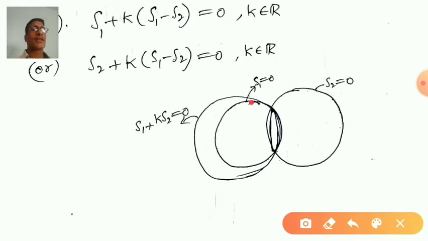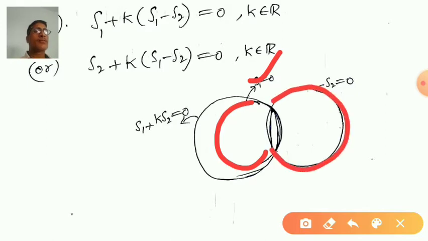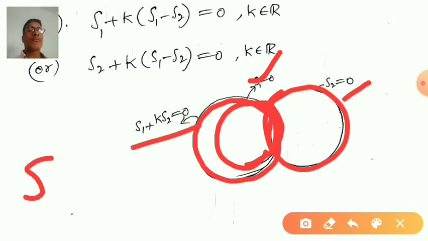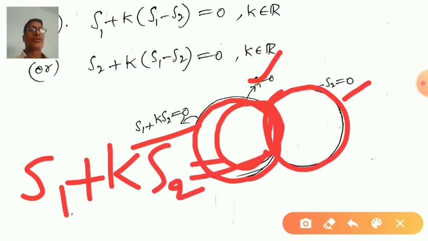this is the sphere S1 = 0 and this is the sphere S2 = 0. This is their circle of intersection. If you want to find any sphere passing through the circle of intersection, you have to apply this principle, that is S1 + kS2 = 0.